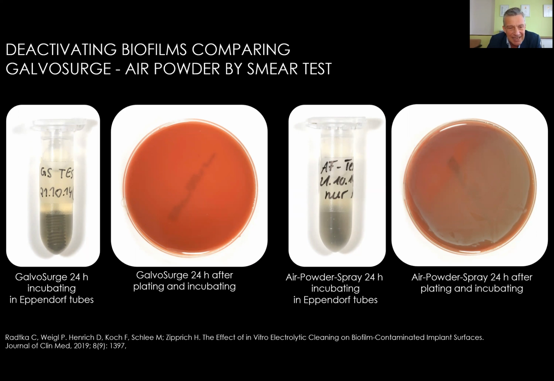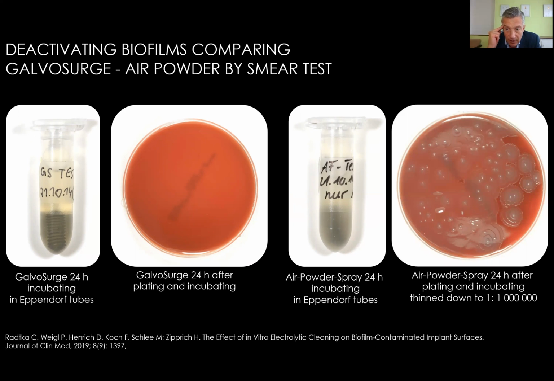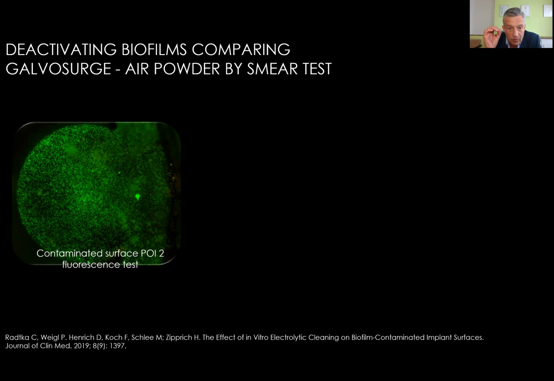And we didn't find any surviving bacteria in any electrolytically cleaned implant. So we didn't find a single surviving bacteria. On the air powder spray, we were also not able to count colony forming units because so many bacteria grew that the whole surface of this agar plate was covered by a lawn of bacteria. Then we thinned out the solution, and after thinning it out to 1 to 1 million, we were able to count colony forming units. What is the conclusion out of that study? With the electrolytic method, not a single bacteria survived the cleaning process.